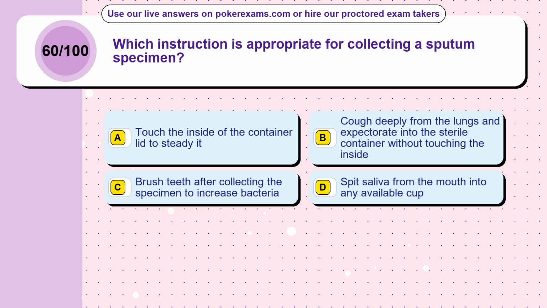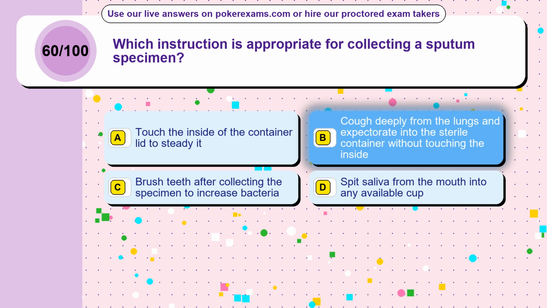Question 60. Which instruction is appropriate for collecting a sputum specimen? Option A, touch the inside of the container lid to steady it. Option B, cough deeply from the lungs and expectorate into the sterile container without touching the inside. Option C, brush teeth after collecting the specimen to increase bacteria. Option D, spit saliva from the mouth into any available cup.